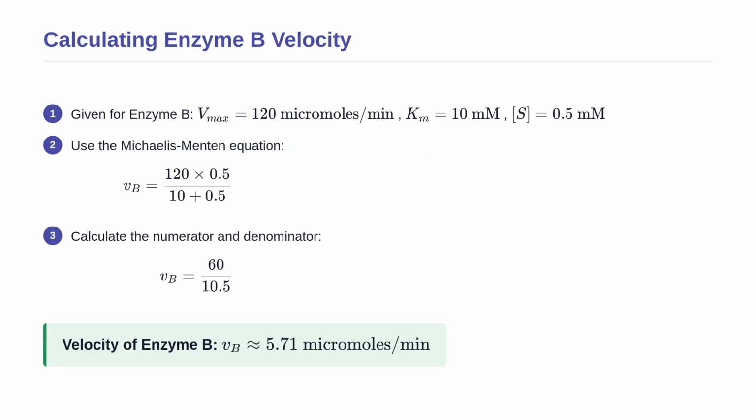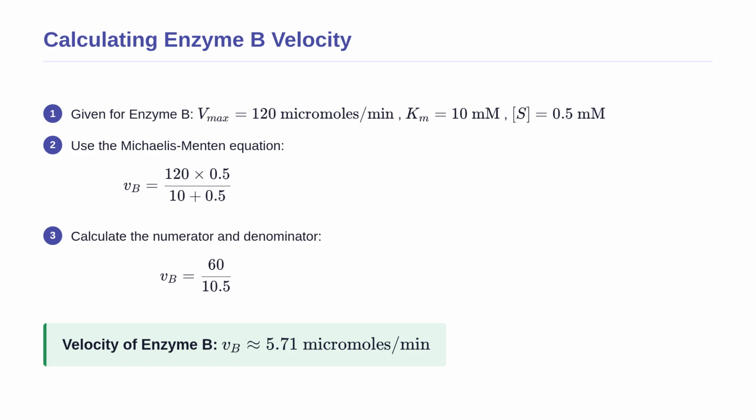Let us continue our comparison by calculating the velocity for enzyme B, which has a much higher Km of 10 millimolar. The given toxin concentration is still 0.5 millimolar. Because this concentration is much lower than its Km, we must use the full Michaelis-Menten equation. We plug in 120 for Vmax, 0.5 for the substrate, and 10 for Km. The numerator becomes 60, and the denominator becomes 10.5.